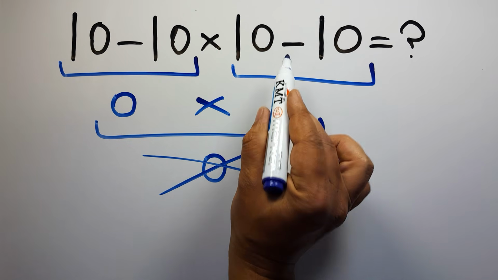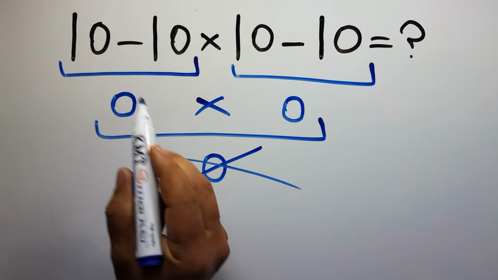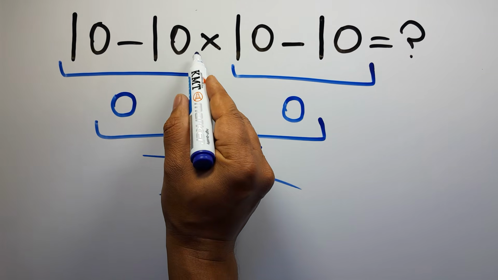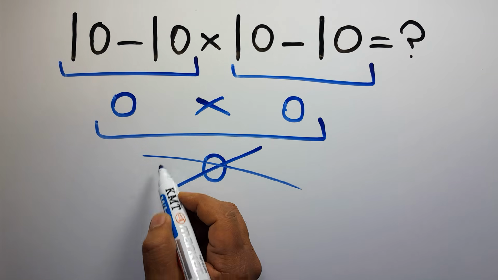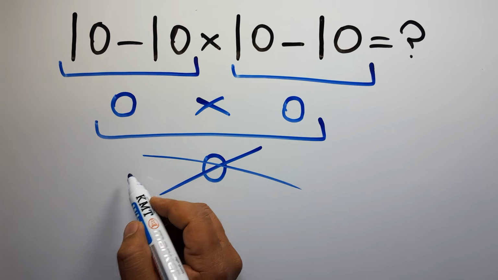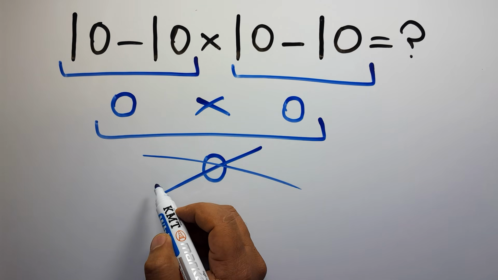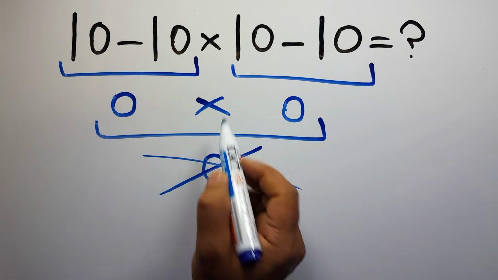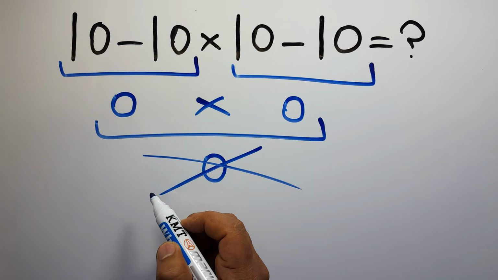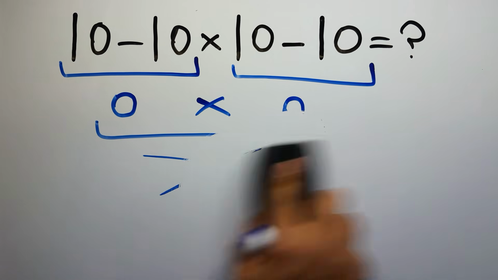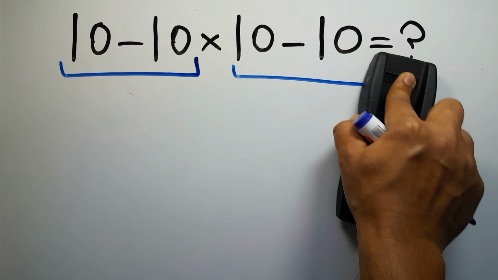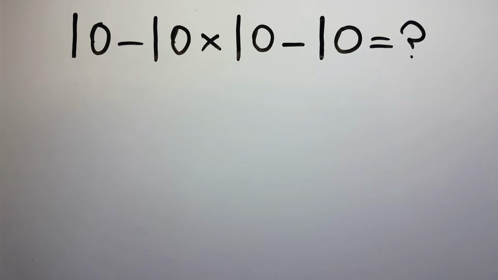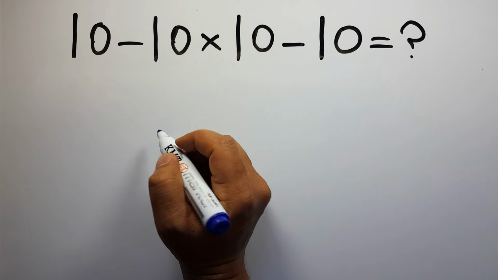And when we have more than one subtraction in an expression, we have to work from left to right. So here first we have to do this multiplication, then this subtraction, and finally this subtraction. If we do this subtraction or this subtraction before this multiplication, it is wrong. So first we have to do this multiplication.